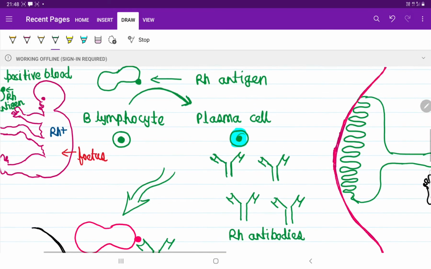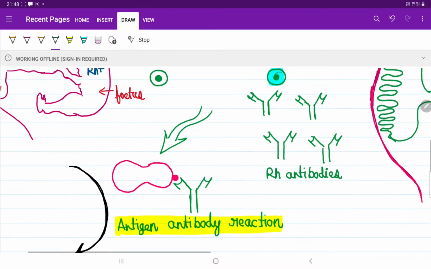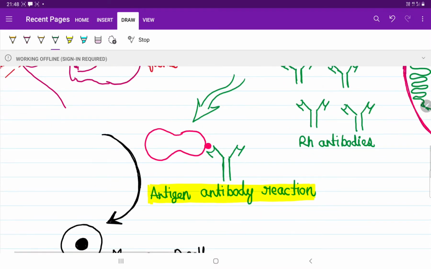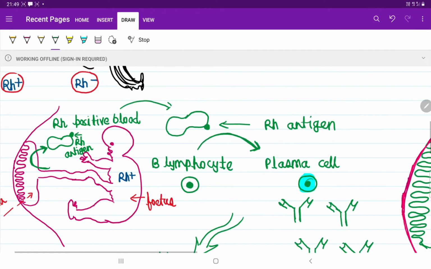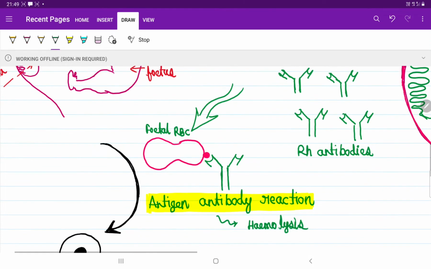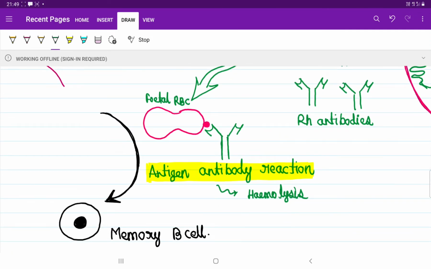This RH antibody, which was produced in a large amount, will bind with the red blood cell of the fetus. This is the fetal red blood cell. The RH antibody will bind to the fetal red blood cell's RH antigen, and then they will cause hemolysis. This is how the fetal red blood cells which entered at the time of delivery are eliminated from the mother's body. Till here, okay, nice, no issue.